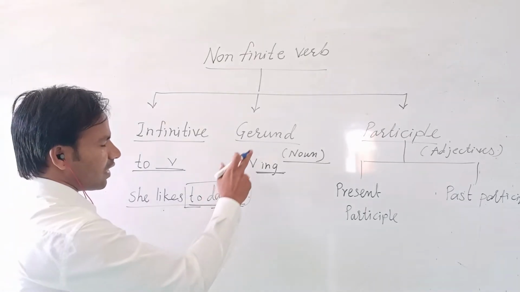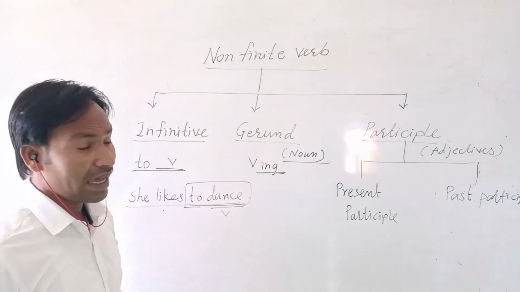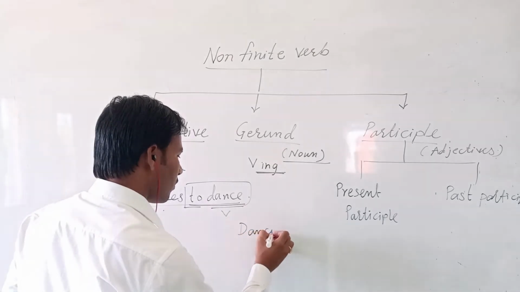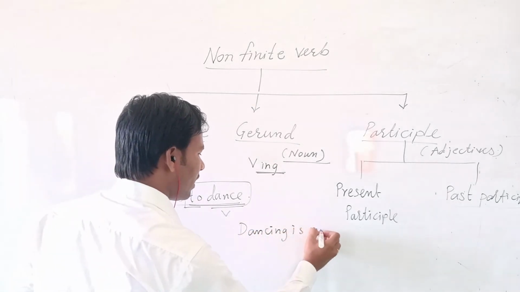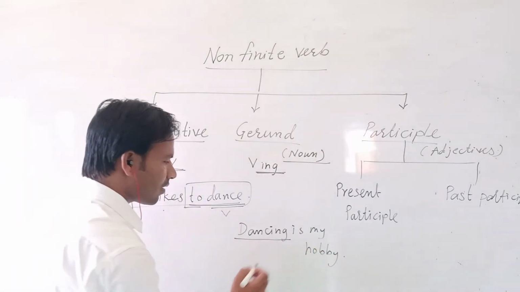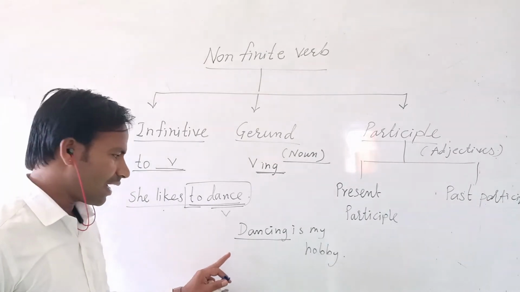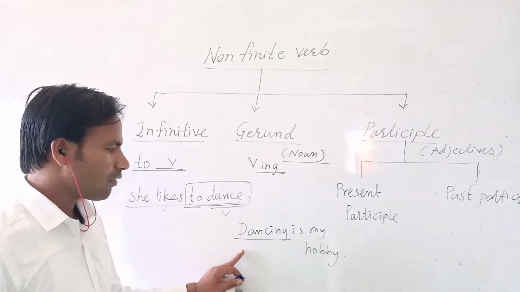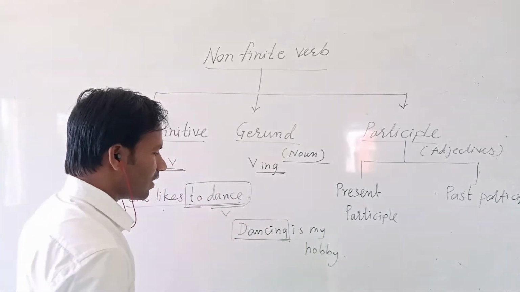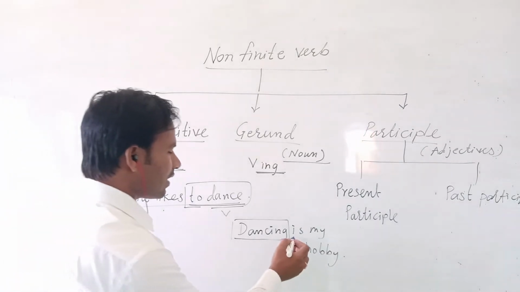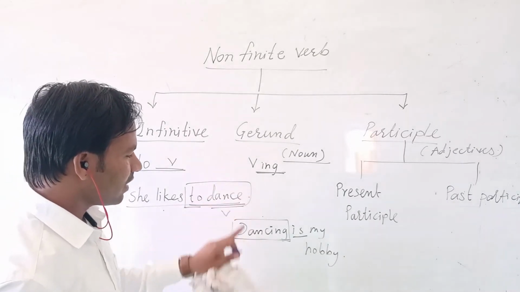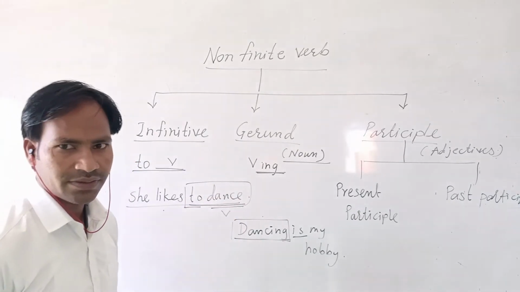Now we'll find the gerund. I told you that gerund acts as noun. For example, dancing is my hobby. Right. Here in the sentence, see, dancing is a verb, but it acts as a noun. That's why this is a gerund, and here it acts as a noun in the sentence as the subject of the sentence. This is the unchanged form of the verb, and it remains here. It acts as a noun. That's why this is gerund.